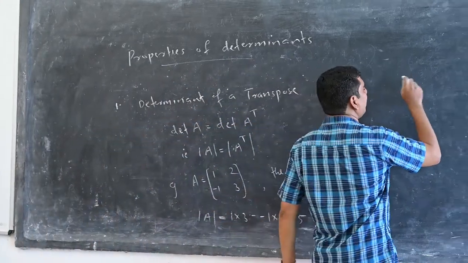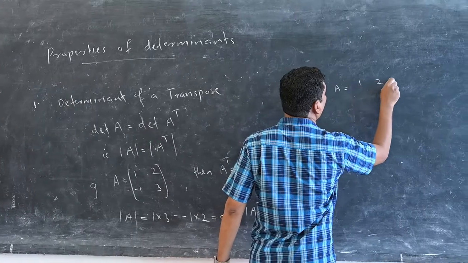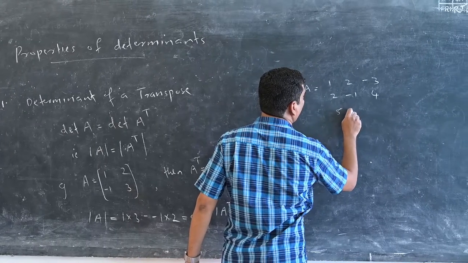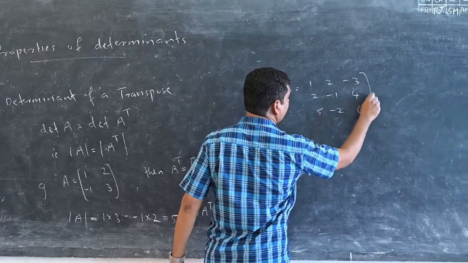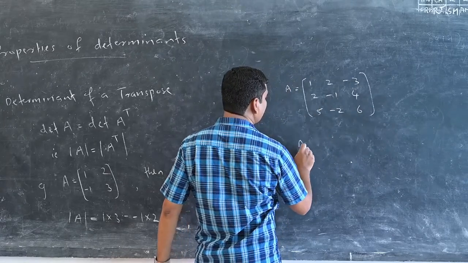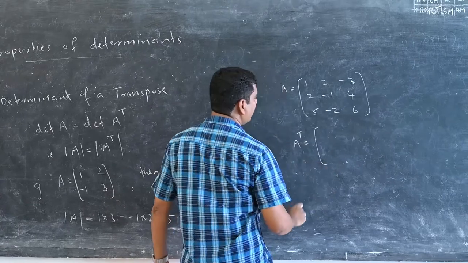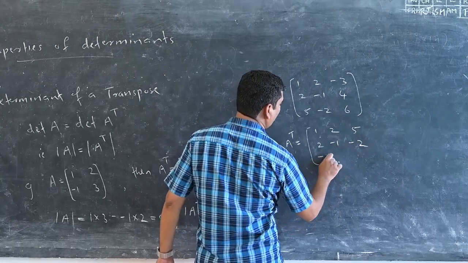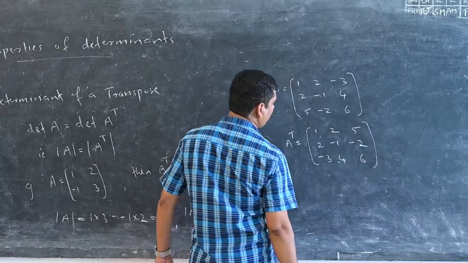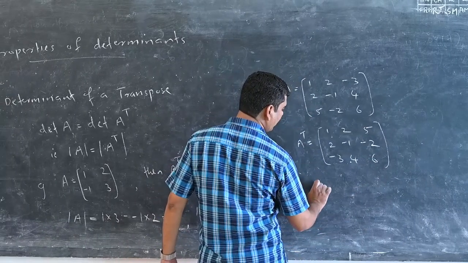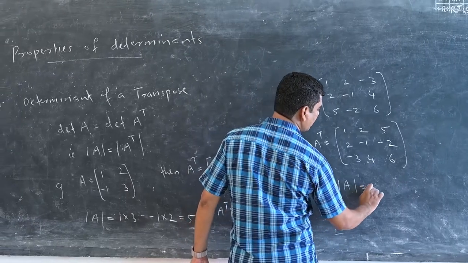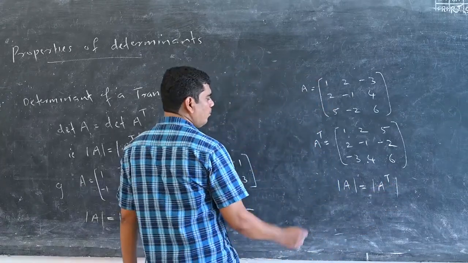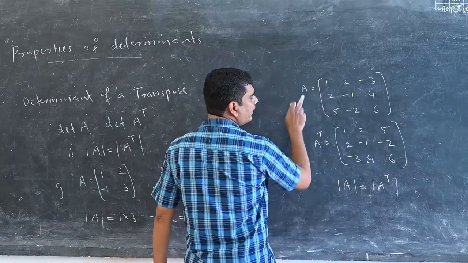Another example, A is equal to 1, 2, minus 3, 2, minus 1, 4, 5, minus 2, 6. Then its transpose, A transpose is equal to 1, 2, 5, 2, minus 1, minus 2, minus 3, 4, 6. Then this property says that determinant of A is the same as determinant of A transpose. Both have the same determinant.